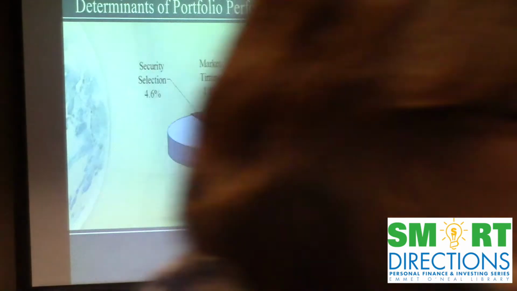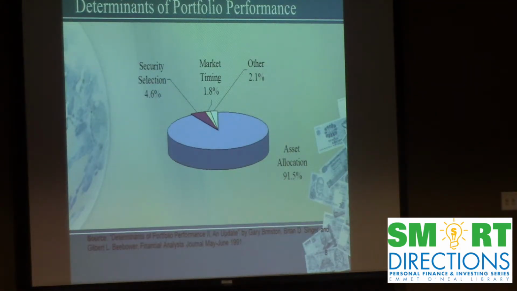This is the determinants of portfolio performance. There was a study done, this is in the 1991 Financial Analyst Journal, which is the publication of the CFA Society, the Chartered Financial Analyst Society. And they did a study: what determines portfolio performance? And as you can see, asset allocation made up 91.5% of all the performance, not which individual security I picked, and certainly not market timing.